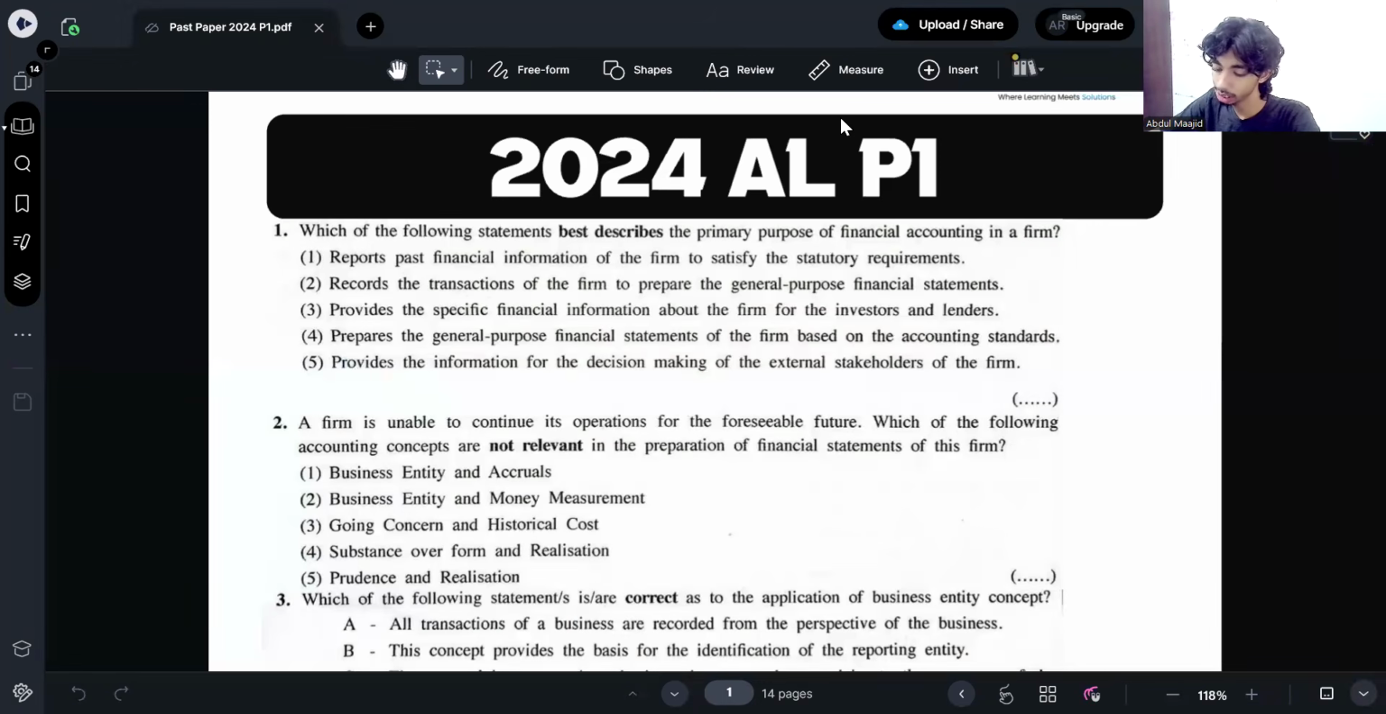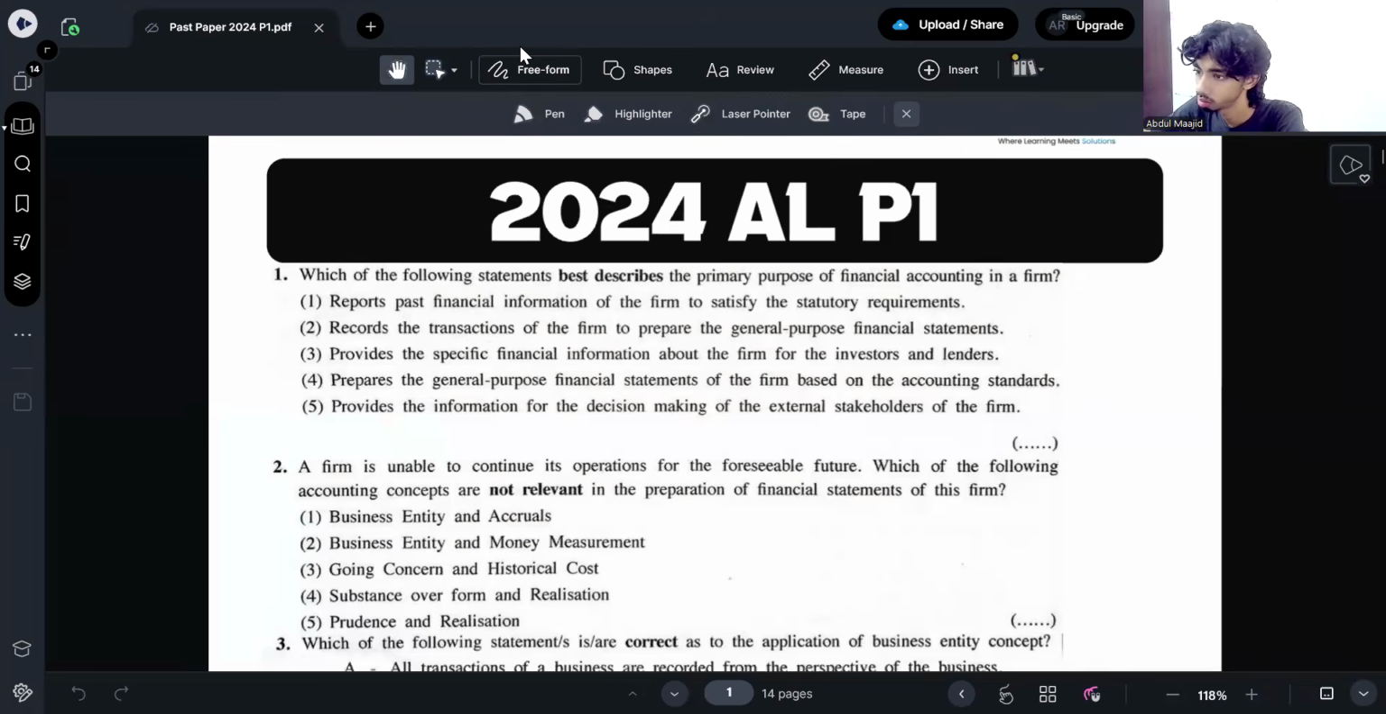So, in today's class, I'll be discussing the 2024 A-Level Part 1 paper. I'll start off with the first question. Which of the following statements best describe the primary purpose of financial accounting in a firm?